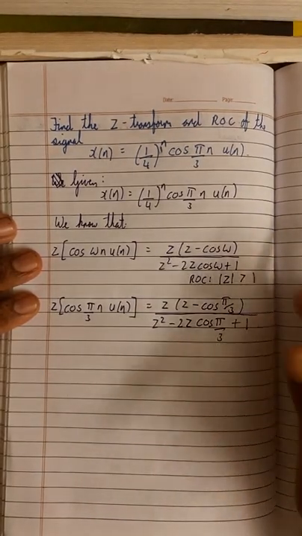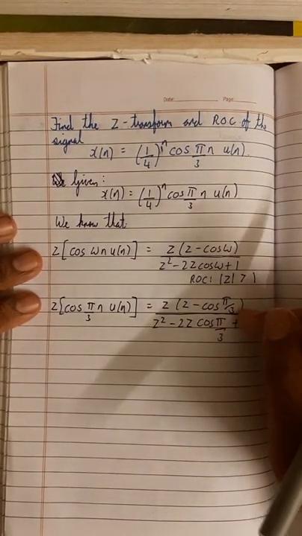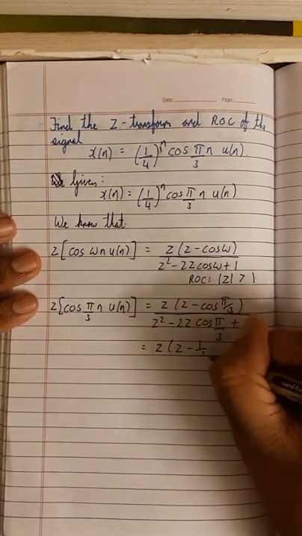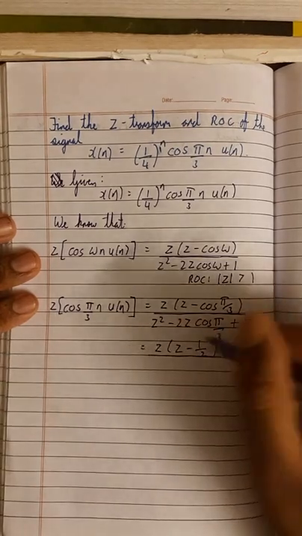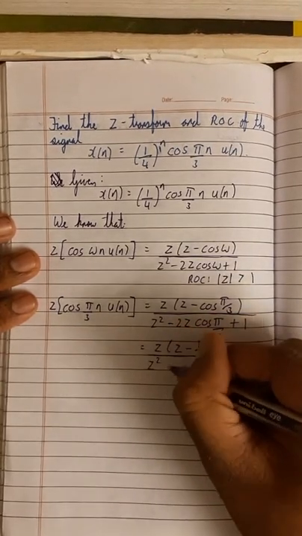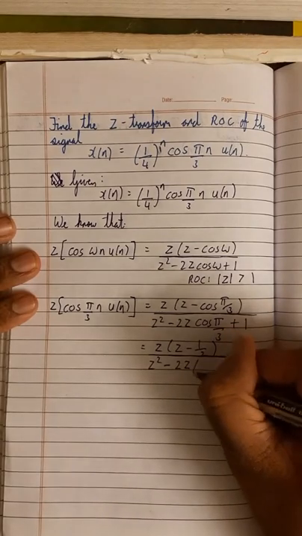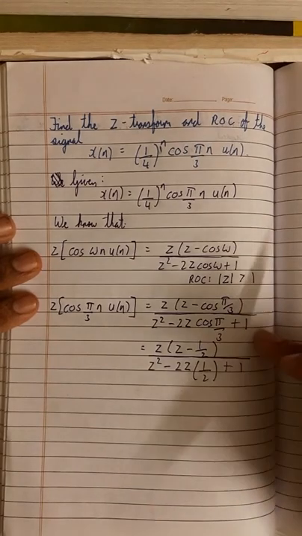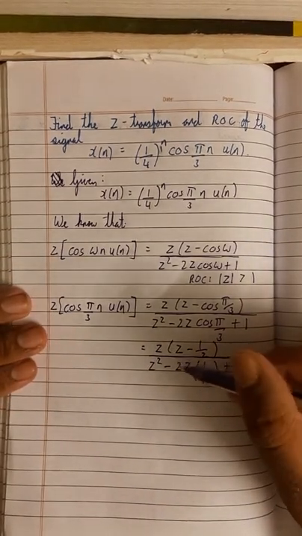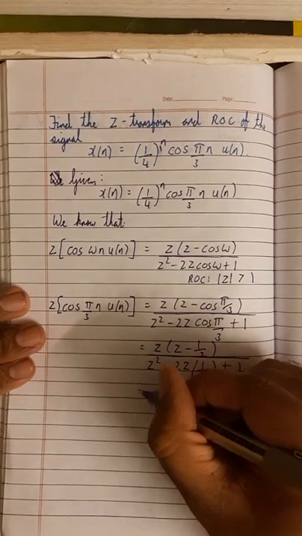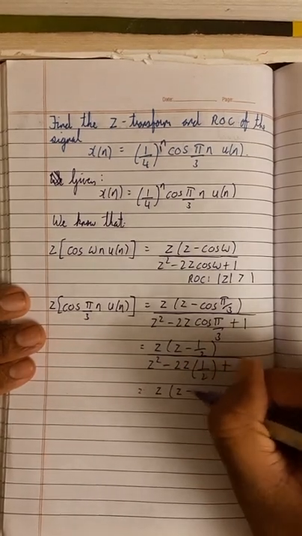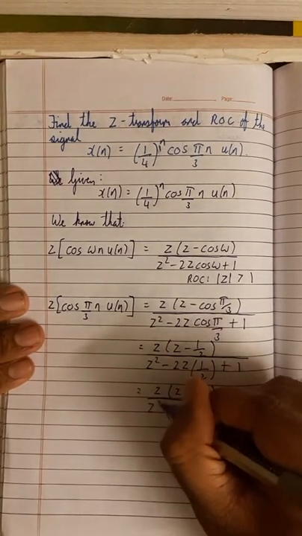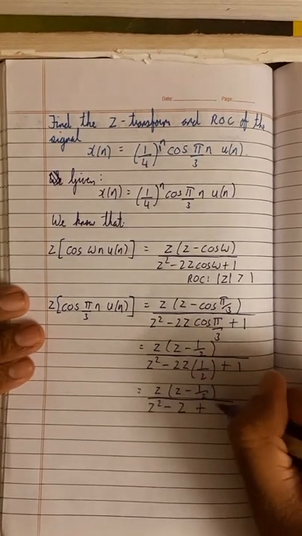Like I said, cos 60 degrees is 1 by 2. So I can write this as z into z minus 1 by 2 by z square minus 2z into 1 by 2 plus 1. If I cancel this, it will become z into z minus 1 by 2 by z square minus z plus 1.